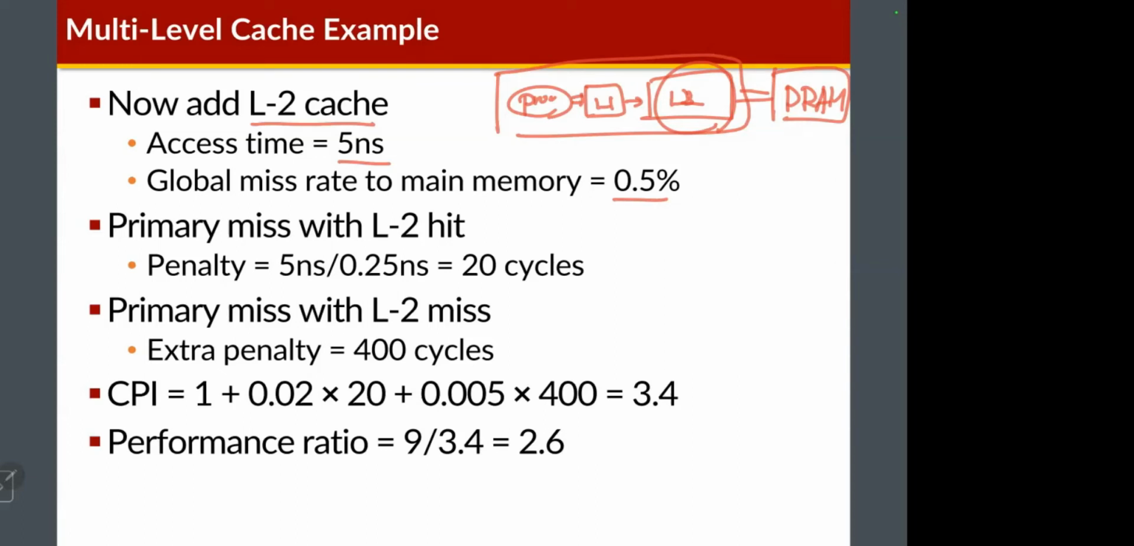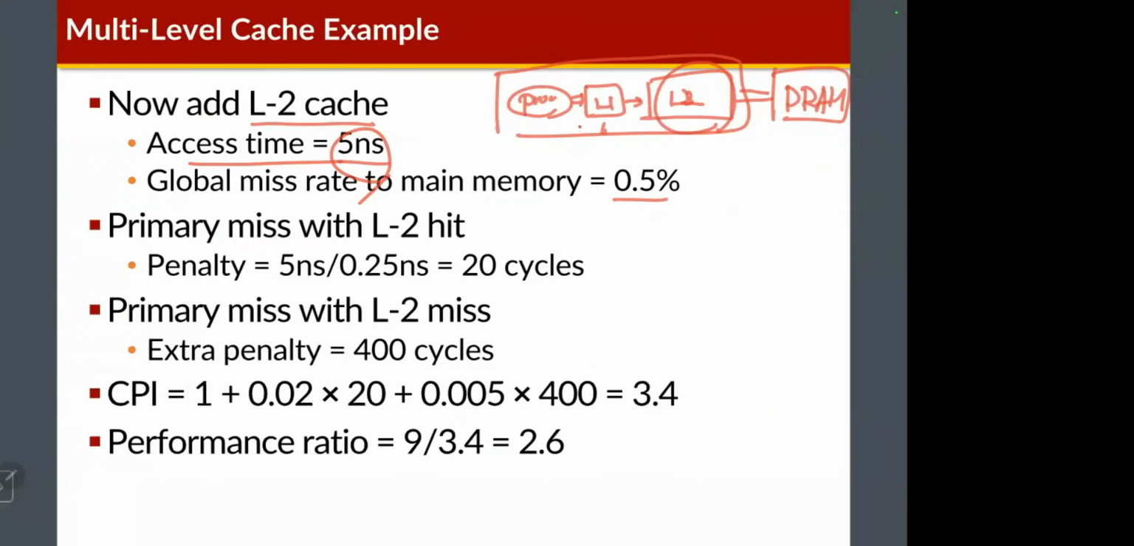Okay, so which means that the size of the L2 cache is larger than the size of the L1 cache, but as you can see, the access latency is also higher. It's 5 nanoseconds. Then let's calculate the increased CPI using this multi-level cache configuration. So what is the miss penalty for this L1?